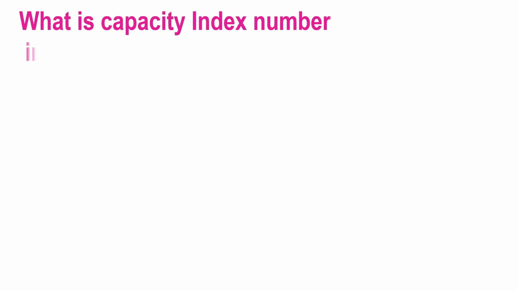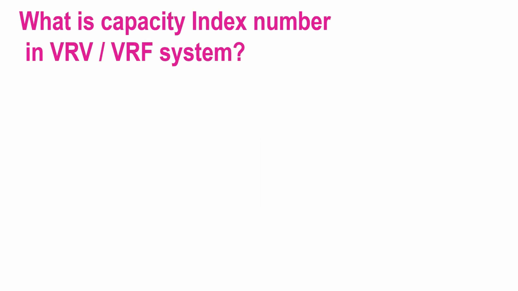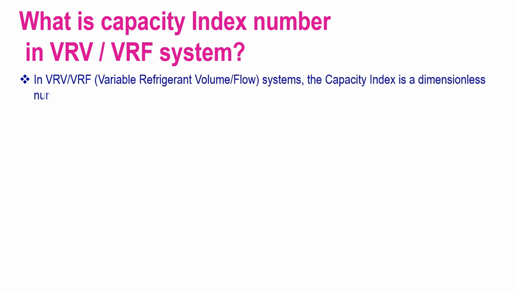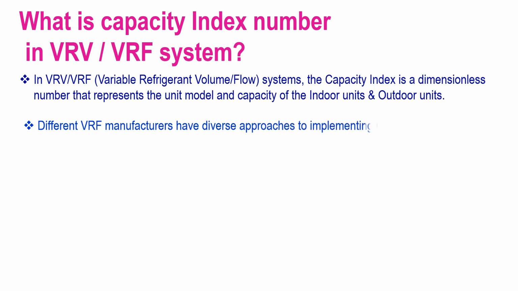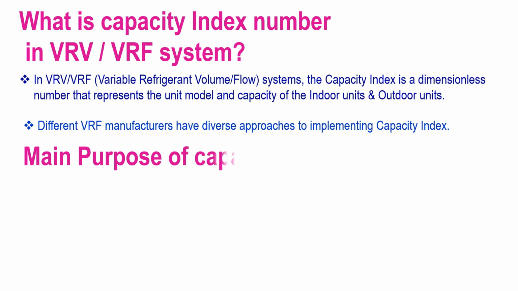First, we will look through the capacity index number. What is capacity index number in VRV or VRF system? In VRV or VRF systems, the capacity index is a dimensionless number that represents the unit model and capacity of the indoor units and outdoor units. Different VRF manufacturers have diverse approaches to implementing capacity index.